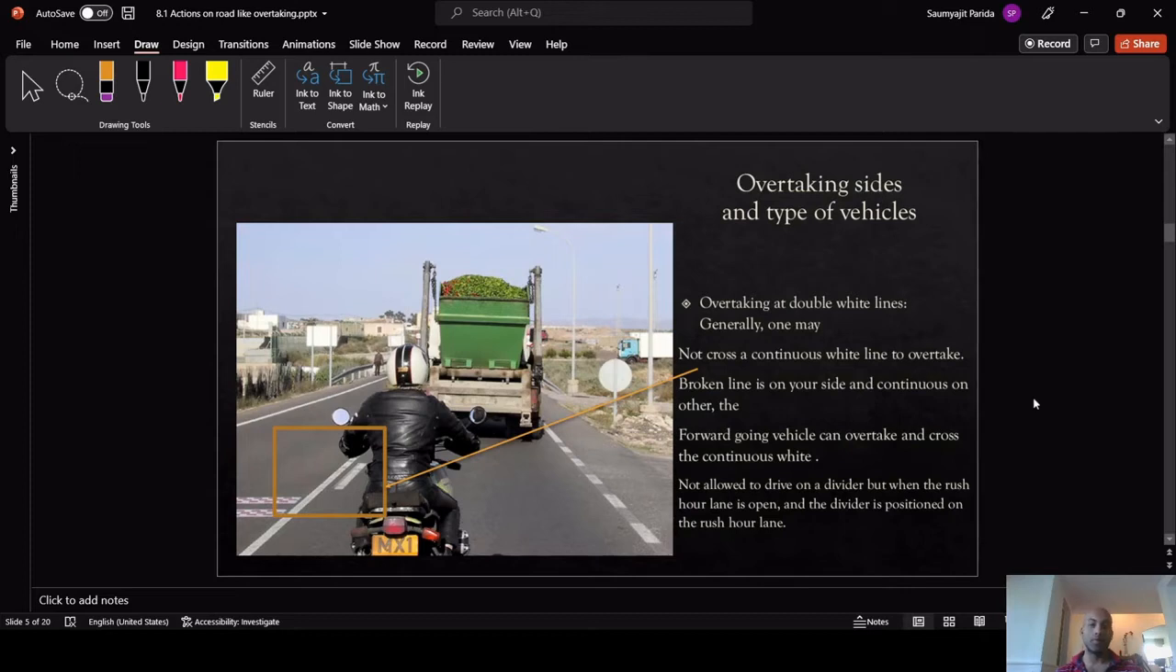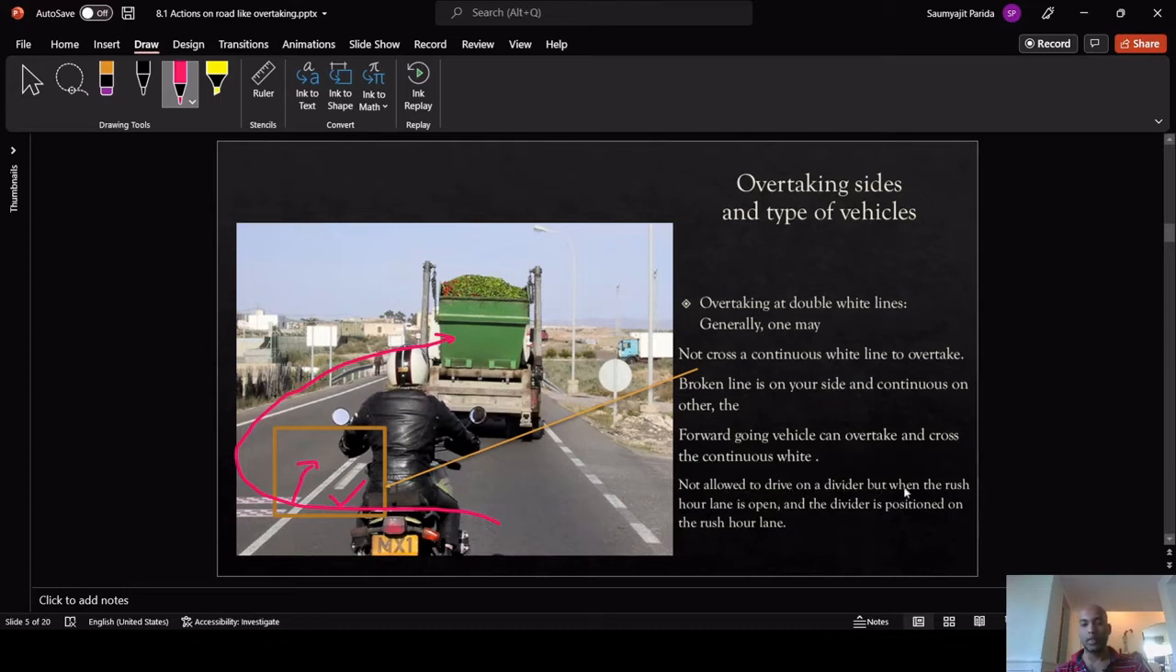Overtaking sides and types of vehicles. Overtaking at double white lines. Suppose you're here, and the dotted lines are towards your side and the continuous ones are on the opposite side. Then in this case, you can overtake from the left. But if the continuous lines were on your side and the dotted lines on their side, then you cannot overtake, because you cannot cross a continuous line. This is what I am trying to say here.